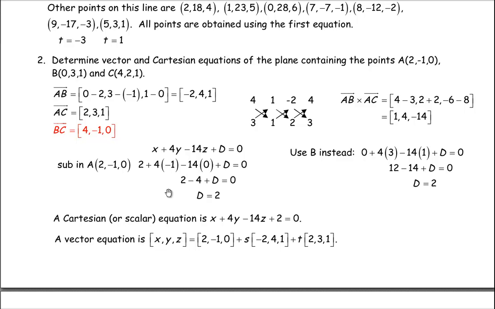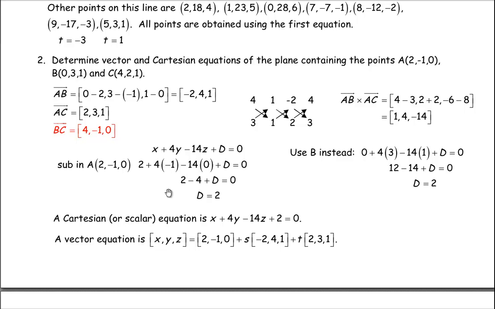So for example, the vector between A and B. So we go 0 minus 2, which is -2. 3 minus -1, same as 3 plus 1, makes 4. And 1 take away 0, of course, is 1. So that's the vector AB. So we could do AC as well. So 4 minus 2, 2 minus -1, and 1 minus 0, and we get the vector (2, 3, 1). Now you could also do BC or CB. That would be fine. I put it in red here because I didn't use it, although you could use that in the calculation instead of one of the first two vectors. So in order to write out the vector equation, I'll talk about that one first, and then we'll get into the Cartesian.